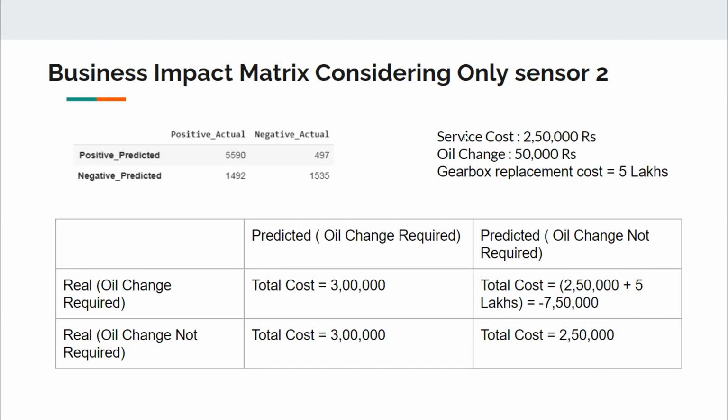Okay, this service cost is a common thing: if the person is going to the turbine, he will be analyzing some other components and all. And this oil change is the parameter whether he wants to change the oil or not. So I've just taken this, and now he is not going to change the oil. Only that common service cost is included.